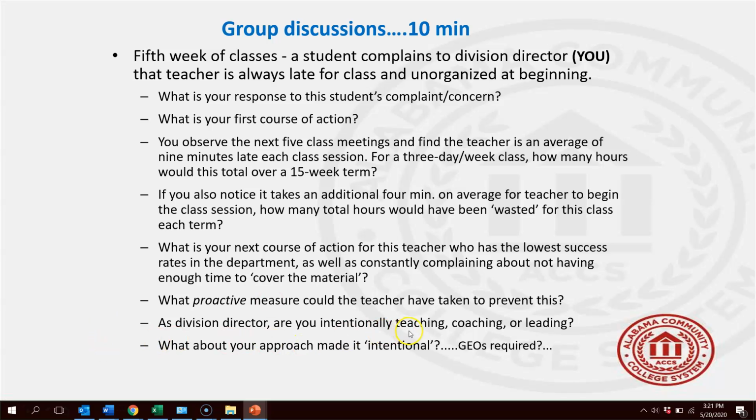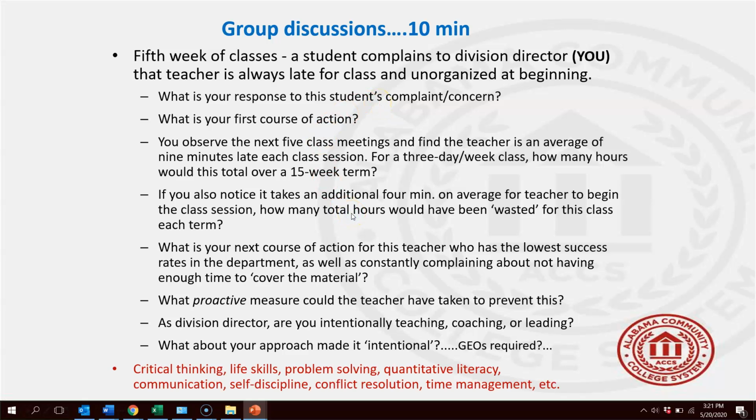Now, as director, are you intentionally teaching, coaching, or leading? And the answer would be, what's the difference? We're doing all of those. What made it intentional was the process we used to confirm that the complaint was correct and then come up with a plan of action to improve. So this involved critical thinking skill, life skill, problem solving, quantitative literacy, communication, self-discipline, conflict resolution, time management. All these things were included in this one issue.